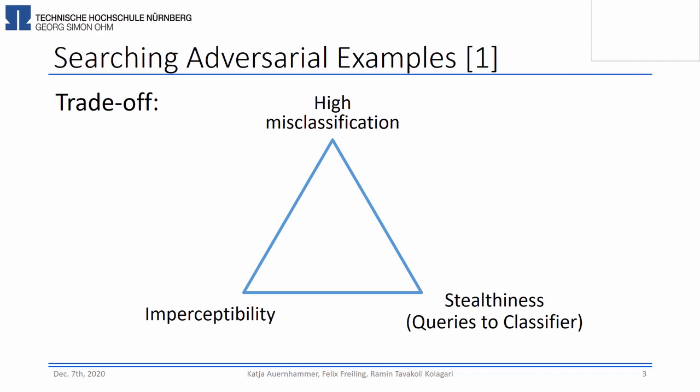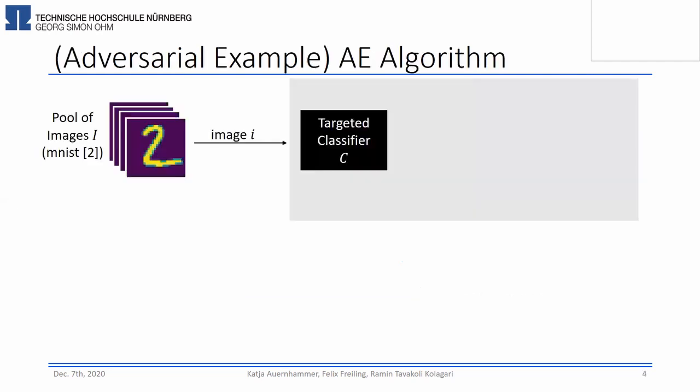Different from other research so far, we did not try to find the perfect adversarial example, but just to find adversarial examples that are successful with an algorithm that is easy to implement even for people who do not have any deeper knowledge about machine learning. And our algorithm basically does the following.